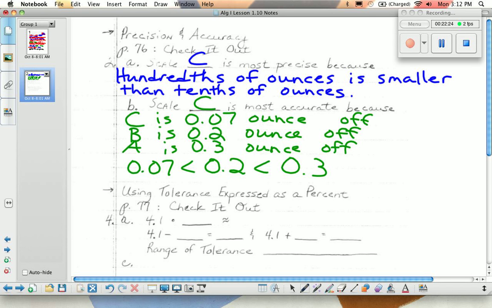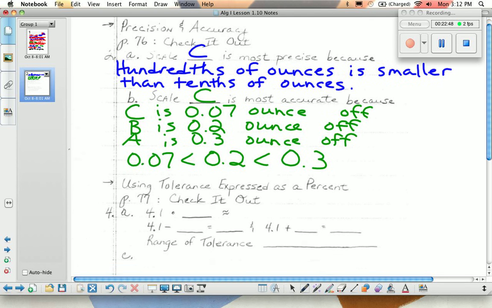So again, with guessing how much money is in my pocket, the person who guessed 7 cents away would be far more accurate than somebody who guessed 20 or 30 cents away, right? They should be the ones to get it. Okay. Any questions on accuracy versus precision? Okay, then let's go on to tolerance.